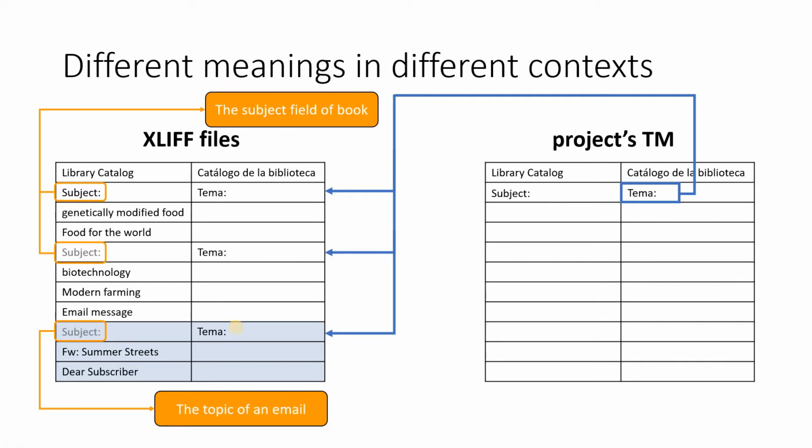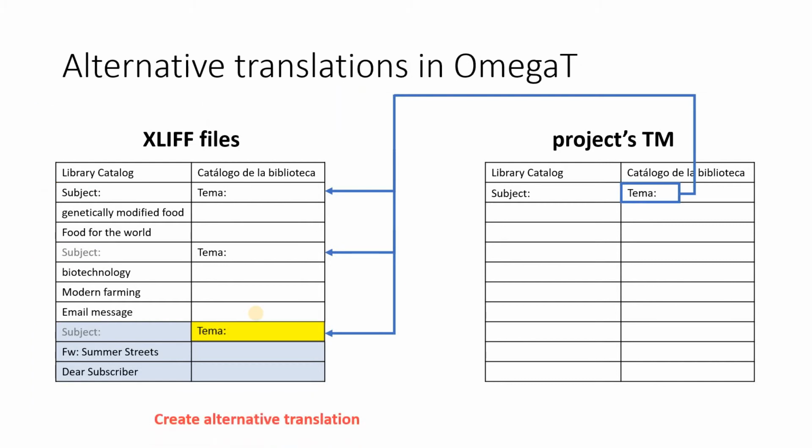So we see that the two contexts activate different meanings of the word subject and potentially require different translations. So this means, in this case, that we have a problem. So how do we solve this problem? We have to create a different translation for the occurrence of subject in the second file, with the meaning of topic of an email. And how do we do that? We need to create an alternative translation.